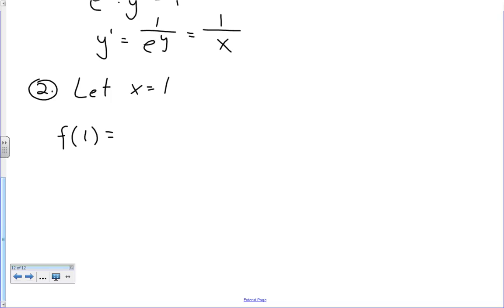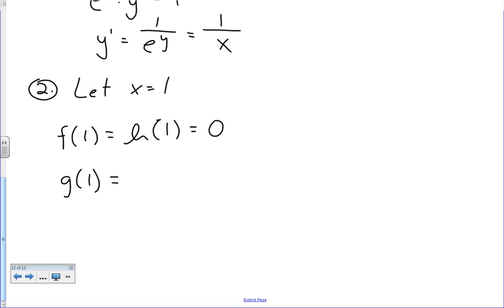So f of 1. Function f was equal to the ln function, so that's going to be the ln of 1, which, remember, is the intercept. We've already proven that that's equal to 0 for the ln function. That's just the definite integral from 1 to 1 of 1 over t dt. That's 0.